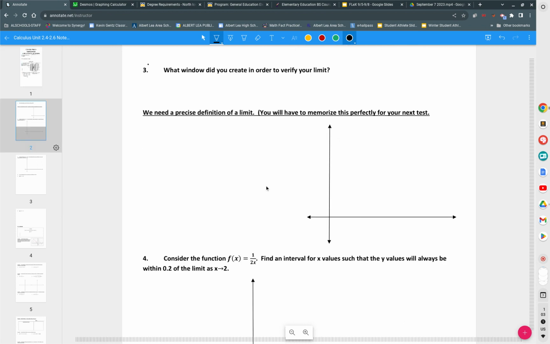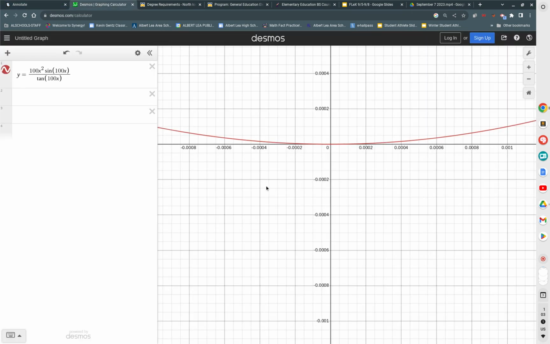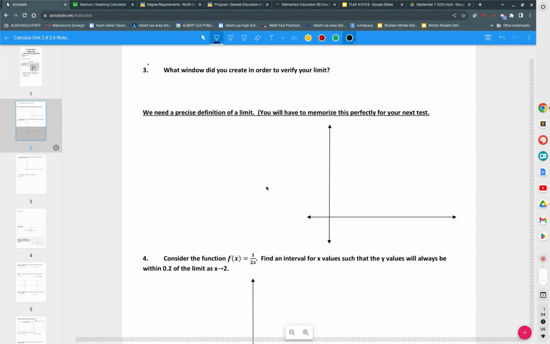Flip it over. What window did you create in order to verify your limit? I just want to make sure, and this is where we kind of turn a little bit more to the mathematics of it. I want you to understand that our window looked like we were right in this frame there. Everybody agree? 0.0002 by 0.0002. Everybody agreed? Okay, so we went from, I'm going to write this down, 100 by 100. We reduced that all the way down to 0.0002 by 0.0002.